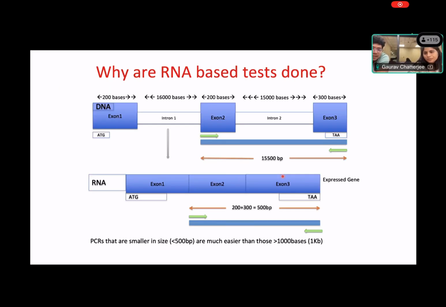So we can detect BCR-ABL translocation in both DNA and RNA. Correct, it can be in both. So why RNA? Why not DNA? That's the question. So let me show you.